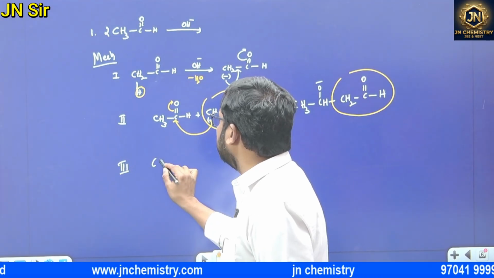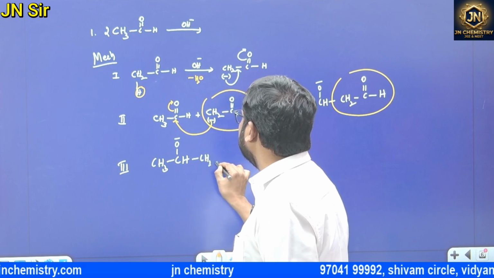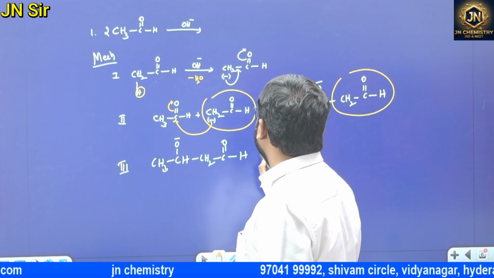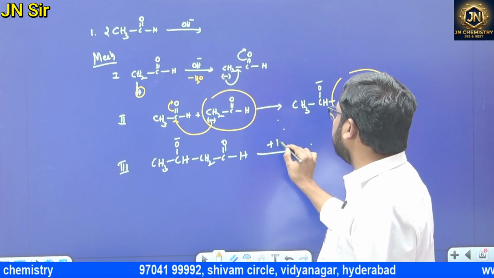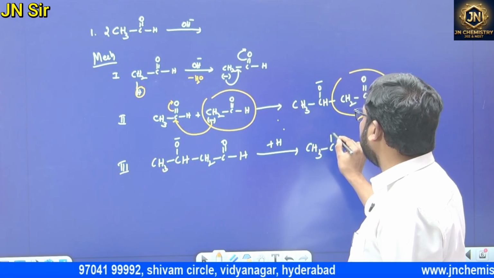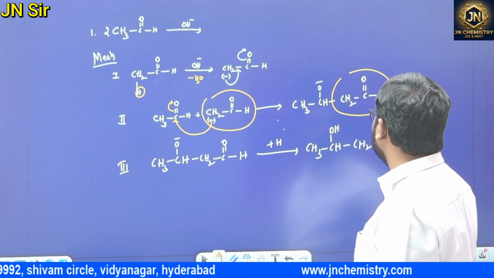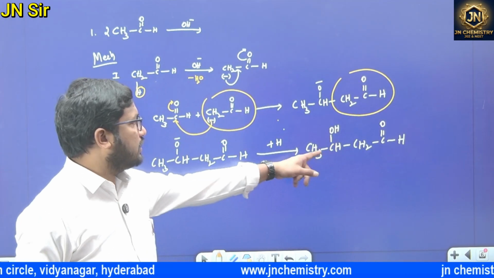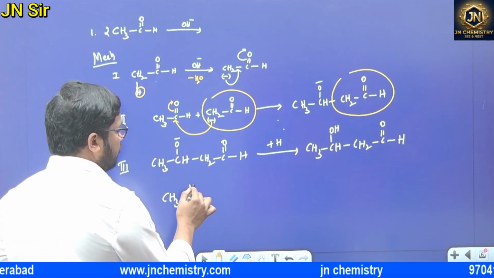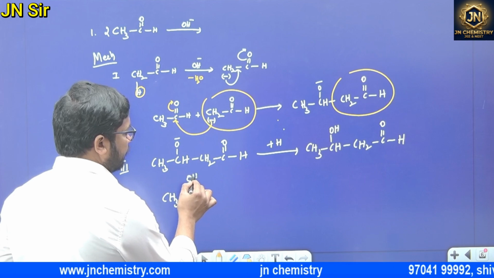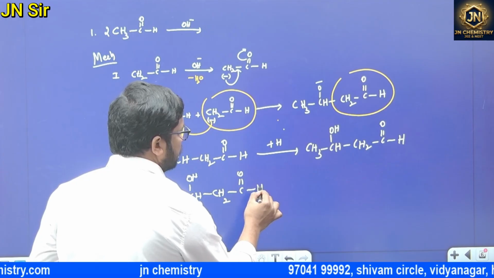Simply add the H plus from water, O minus H, CH2-CHO. Because water is already there, it donates the proton. Add H plus simply, CH3-CHOH-CH2-CHO. Already we got the product, beta hydroxy, simple. And the fourth step, CH3-CHOH-CH2-CHO.